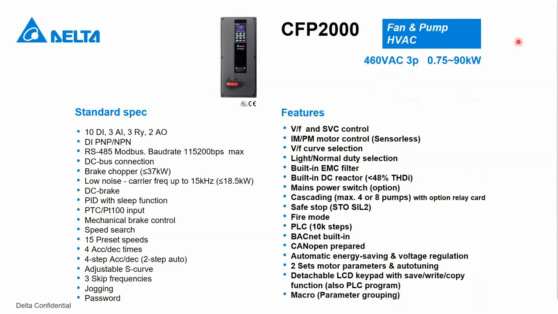The CFP2000 is very similar in functions to the CP2000 drive. The difference is that it's IP55. So while the firmware is completely identical to the CP2000, there are some significant differences in terms of hardware. The built-in EMC filter does not stop at 37 kilowatt, but goes all the way up to 90 kilowatt. And also the built-in DC reactor is present through the whole power range. In the CP2000, it's only from 45 kilowatt and above, but on the CFP2000, you have a DC reactor also below that.